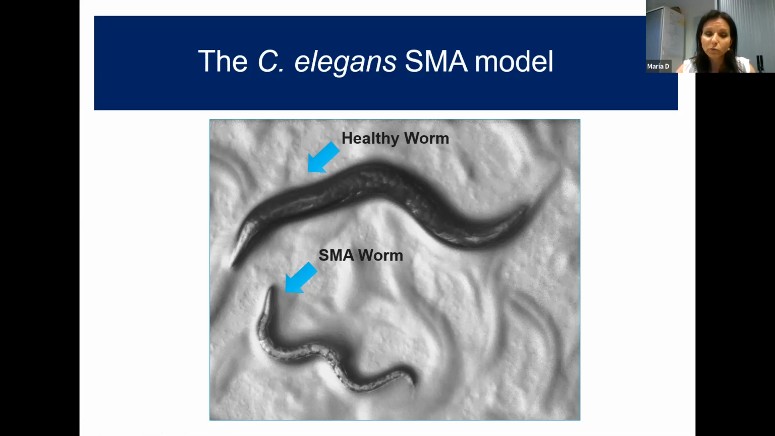Apart from this, why we're very interested in this model is that SMA worms show neuromuscular defects, so the way they move is affected. And of course, you know that if you want to move, you need to use your muscles and your neurons. So these worms are not happy at all, in the sense that they don't move really well, and they do not eat really well. What we're trying to do here is find out what kind of genetic tools we can use, and how we can make these worms happy again.